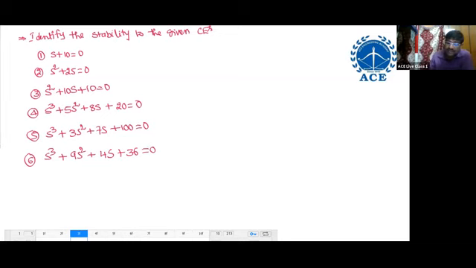Come on, do it. You can do it. Second, marginally stable, very good. Third, stable, very good. Stable, marginally stable, stable. Good. Fourth, stable.